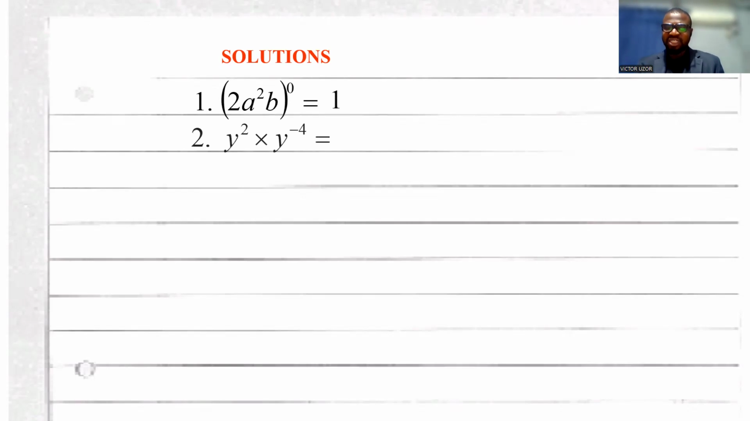So when you have something like this, they are the same base. So you can decide to do it this way, the way they have done it, and you're able to get to what you are looking for. But it can also be that we know 2 plus minus 4 will give you minus 2, and that is why your answer is 1 over y squared, because of the negative that is there.